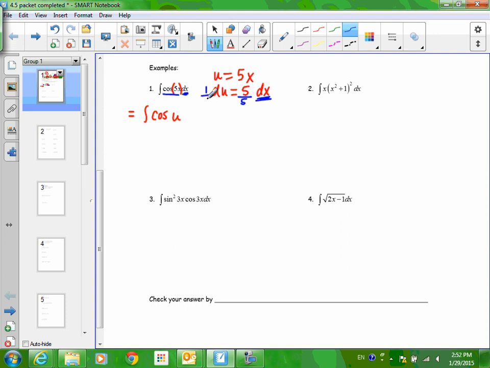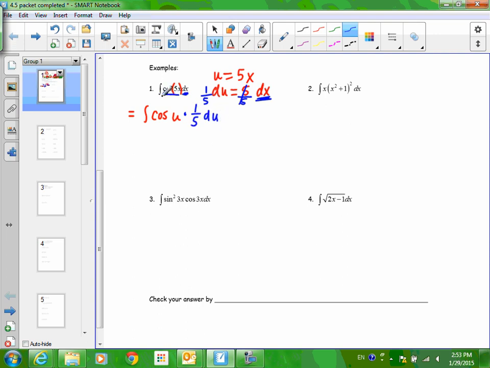Are y'all okay if I write that as 1/5? We could write it as du over 5, but just trust me on this. It's going to be better if we just write it as a 1/5. Because it wasn't 5 dx, it was just dx, you want to get rid of that number, okay? And so what you end up having over here in replacement of dx is a 1/5 du.